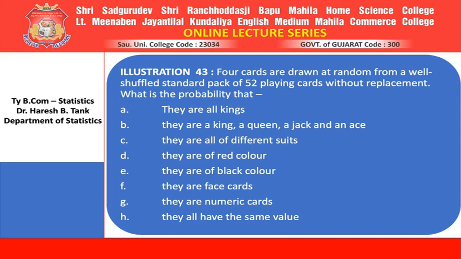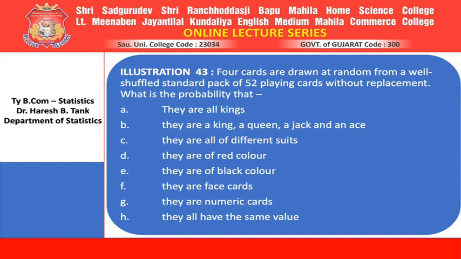Face card means jack, queen and king. These are the 3 cards named as face cards, right? They are numeric cards. Except face cards, whatever it is, they are called numeric cards. They all have the same value. Same value means, let us suppose in the first case it is 7, in the second 7, third 7 and fourth 7, right? Let us see it one after another.